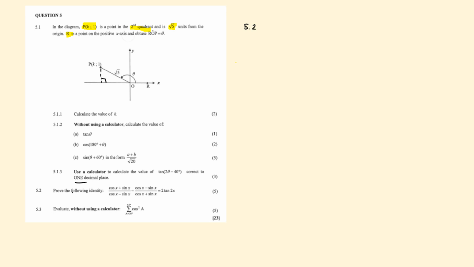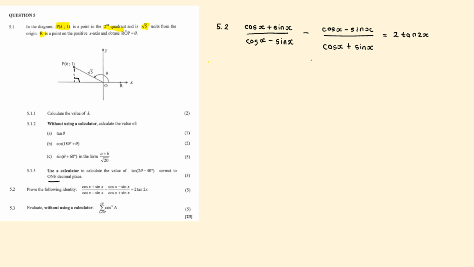Question 5.2 is now an identity. They say prove that cos x plus sine x divided by cos x minus sine x minus cos x minus sine x divided by cos x plus sine x is equal to 2 times the tan of 2x. Right, so with identities, you always consider the side that has more room for manipulation. In this case, we're going to consider the left-hand side.